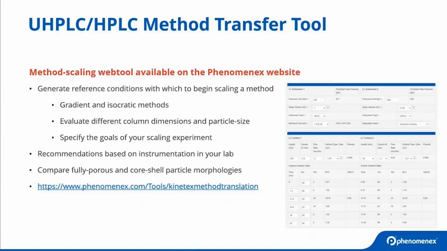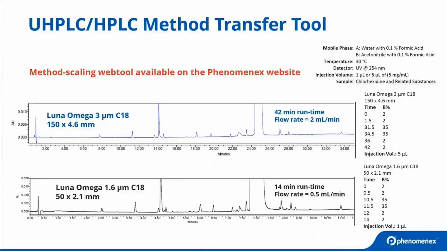Just be mindful of the goals of your method scaling, and to keep things practical with respect to the instrumentation that you have on hand. And when I speak about goals, that just refers to just how fast, are you looking towards improvements of sensitivity? Are you just trying to decrease your runtime? And are you open to pivoting between fully porous and core shell particles?